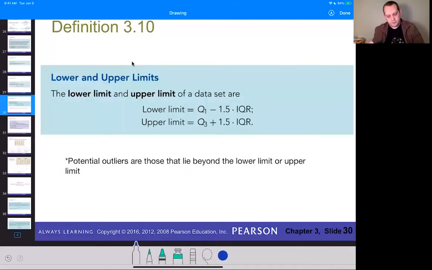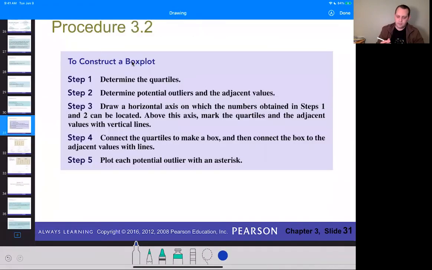And again, those are just potential outliers. It's kind of a subjective decision about whether you want to call any particular data point an outlier or not. But we'll talk about that as we go.